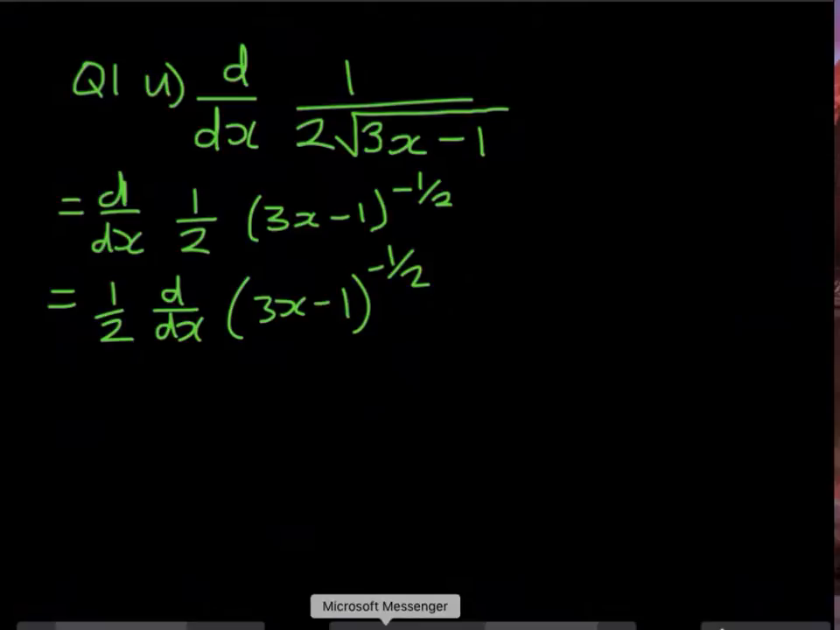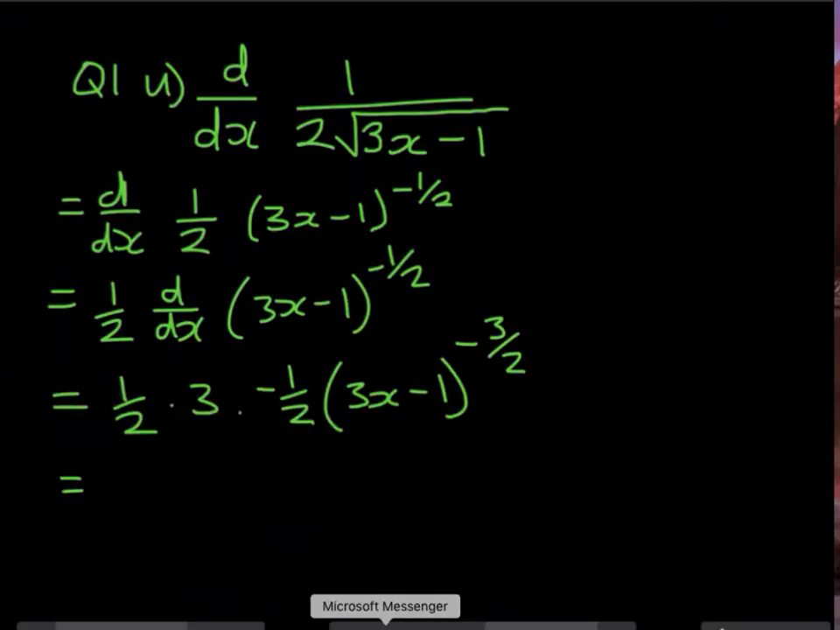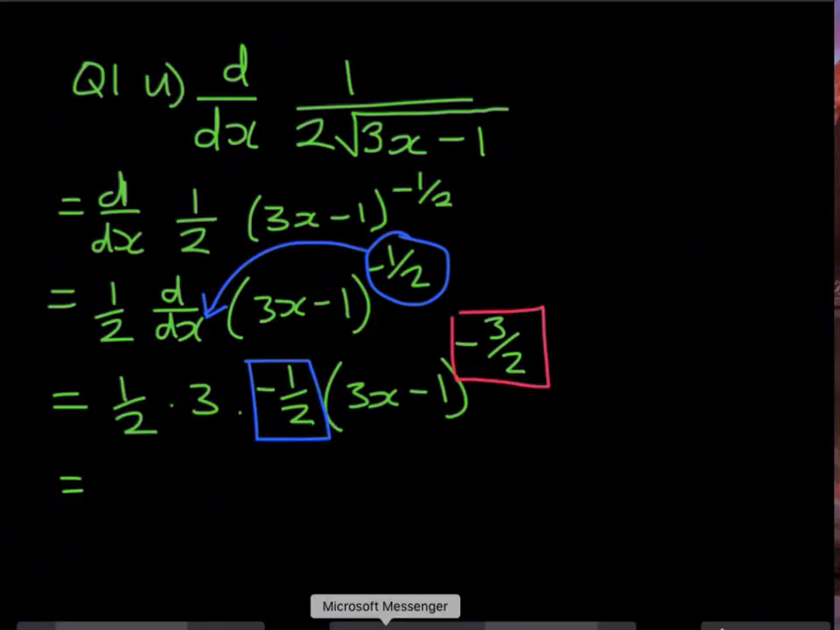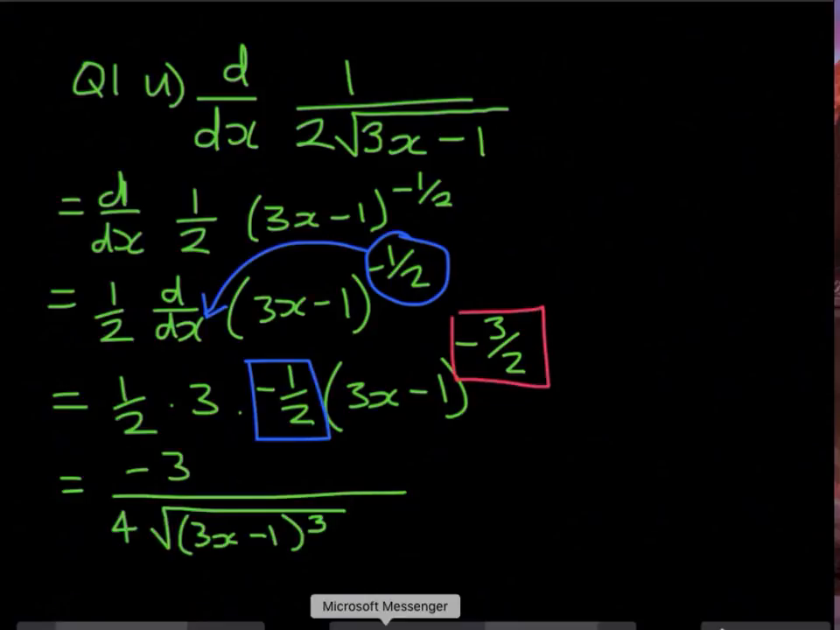And now we perform the derivatives as we did before, the function of a function rule. So we'll have a half times 3 times minus a half. That minus a half has come from this power here being brought down to the front. Times what was inside the brackets, and then you subtract 1 off the power, which gives us this minus 3 on 2 here. And that can be neatly written in the end as minus 3 over 4 times the square root of 3x minus 1 cubed.